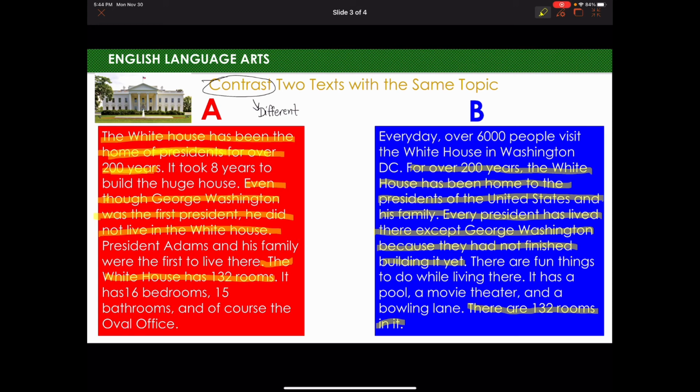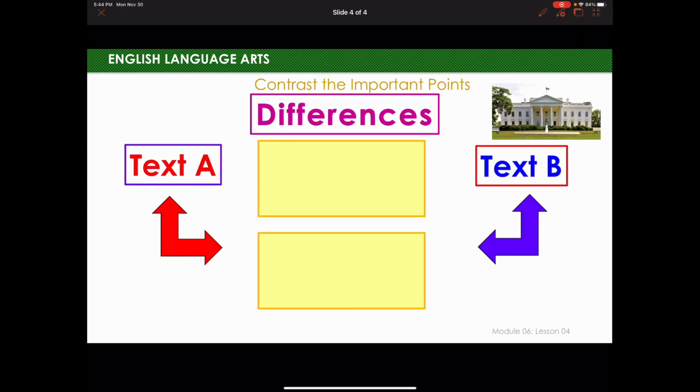All right, so remember, we are contrasting these two texts. So we're going to talk about how they are different. And remember, everything that I did not highlight shows how they are different. So let's go back and underline what we said was different, okay? Paragraph A talks about how it took 8 years to build the White House. But in paragraph B, they did not mention that. Instead, they talked about how over 6,000 people visit the White House in Washington, D.C. Okay, let's skip to the next slide and let's write one way that we said they were different.